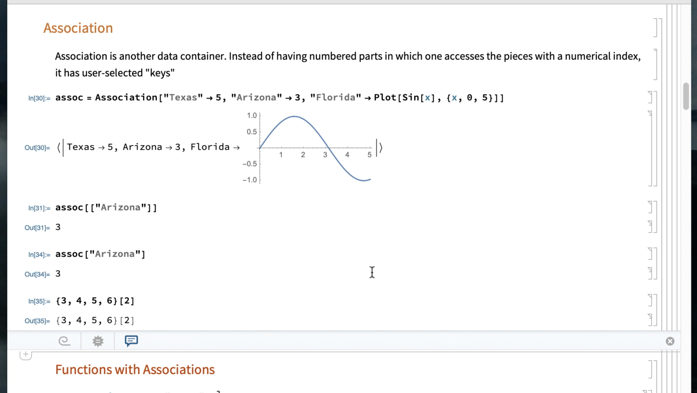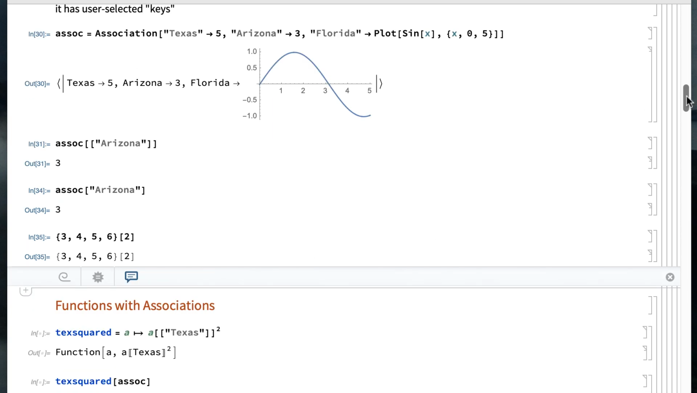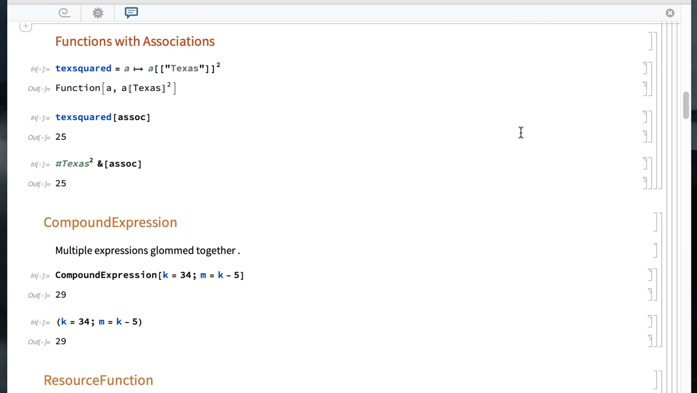And when Mathematica doesn't know what you're talking about, it just spits back what you had. Okay, so now let's put two things together. Let's put functions with associations.